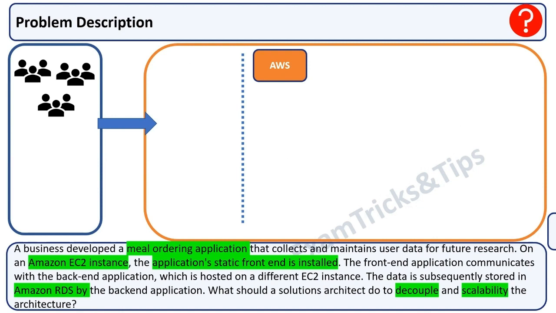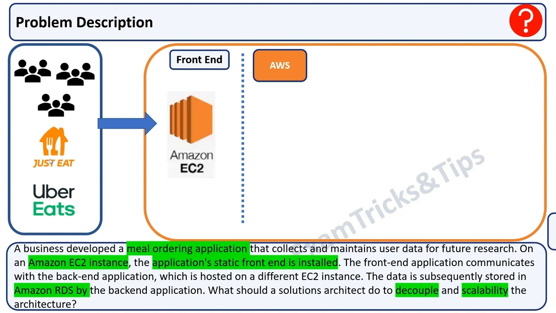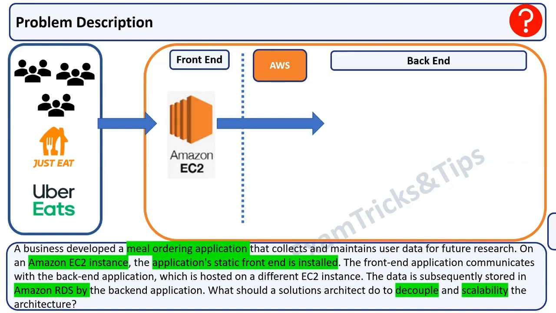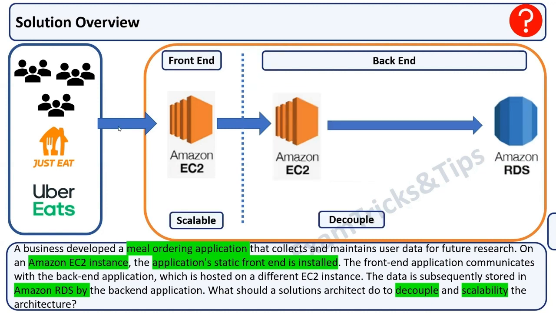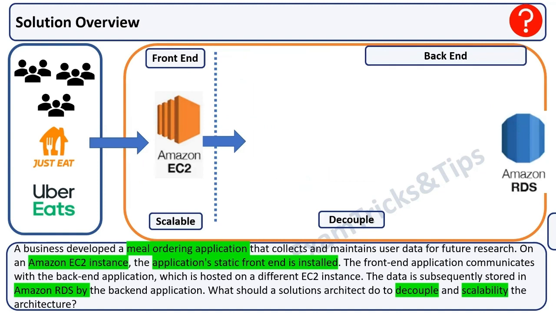The problem description that we have here is there is a business, say like Just Eat or Uber Eats, and they have developed a meal ordering application, and that is collecting and maintains the user data for future research. They have a front end, which is a static front end and deployed on Amazon EC2. And the backend consists of compute on Amazon EC2, and that is communicating with Amazon RDS. So that's the overall architecture. The problem on hand for the solution architect is to decouple this architecture and make it scalable. So let's look at the solution overview.